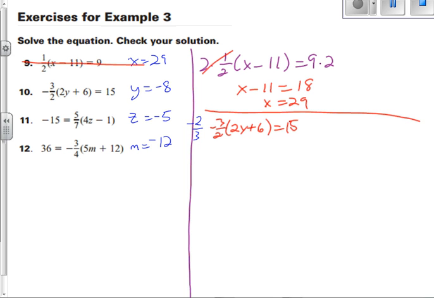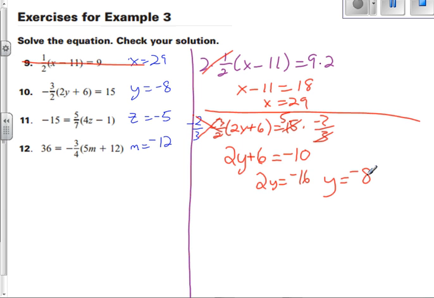Okay, so we multiply by the reciprocal, which was negative 2/3. That equals 1 on that side. So I have 2y plus 6 is equal to, and if I simplify this, this would be negative 10, all right? And so then I'm going to subtract 6, so I have 2y is equal to negative 16, therefore y is equal to negative 8. So that works out. I'm just going to have to go a little bit slower.